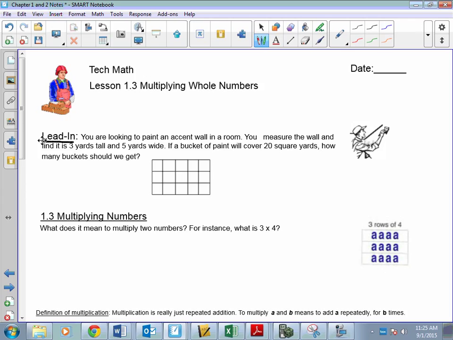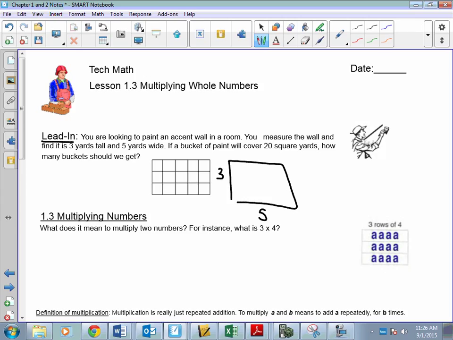So you're looking to paint an accent wall in a room. You measure the wall and find it is 3 yards tall and 5 yards wide. If a bucket of paint will cover 20 square yards, how many buckets should we get? Well, I've drawn it out here for us. Really, it's a 3 by 5, and that's what multiplication really means. When we look at some applications, it's usually a discussion about area.